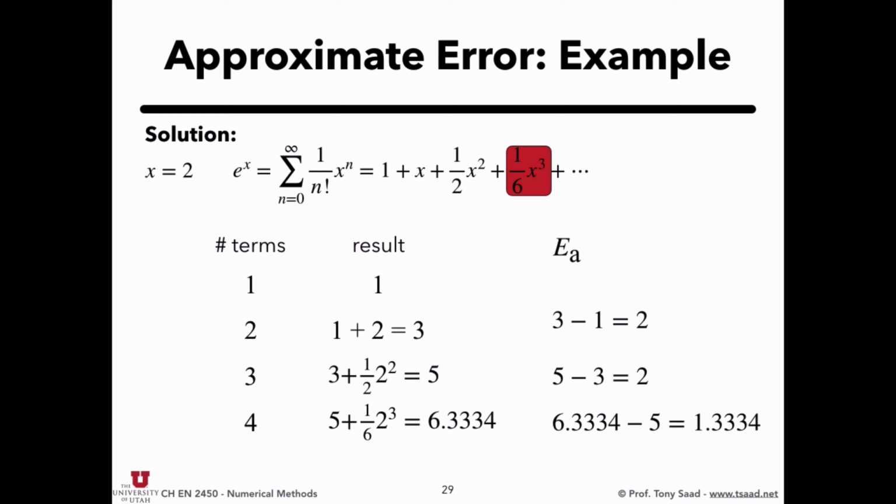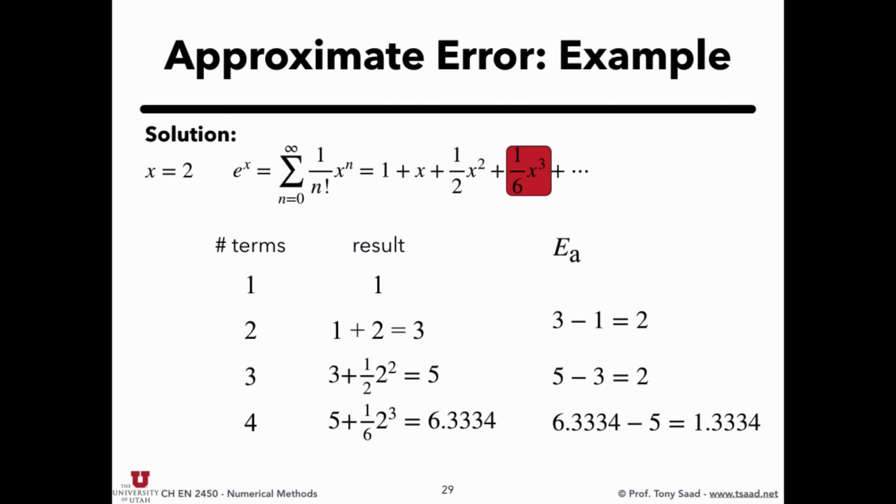Now, what about 4 terms? Again, we're going to do 1 plus x squared. We already computed that. That's 5, right? Plus 1 over 6, 2 cubed. And that gives us 6.33333. And then current approximation minus previous approximation is going to get us to 1.3334.